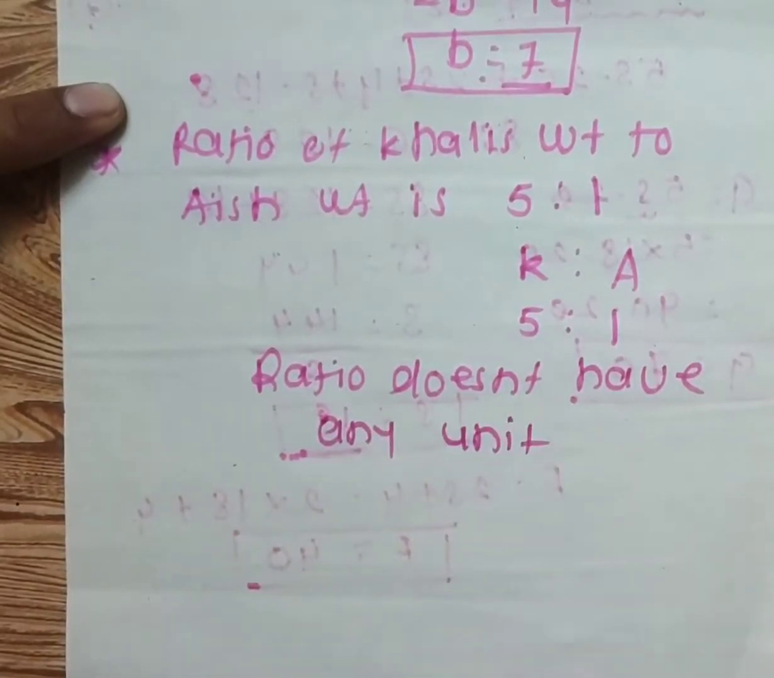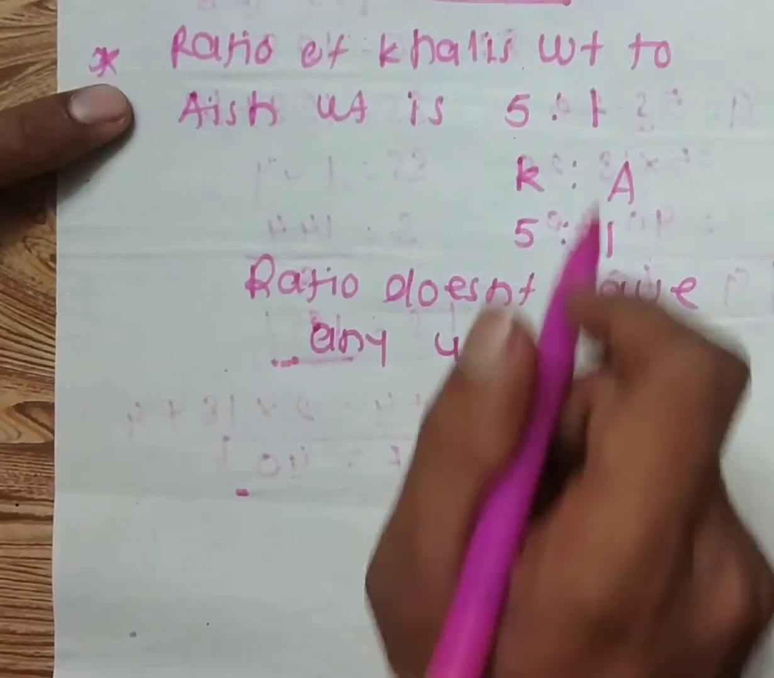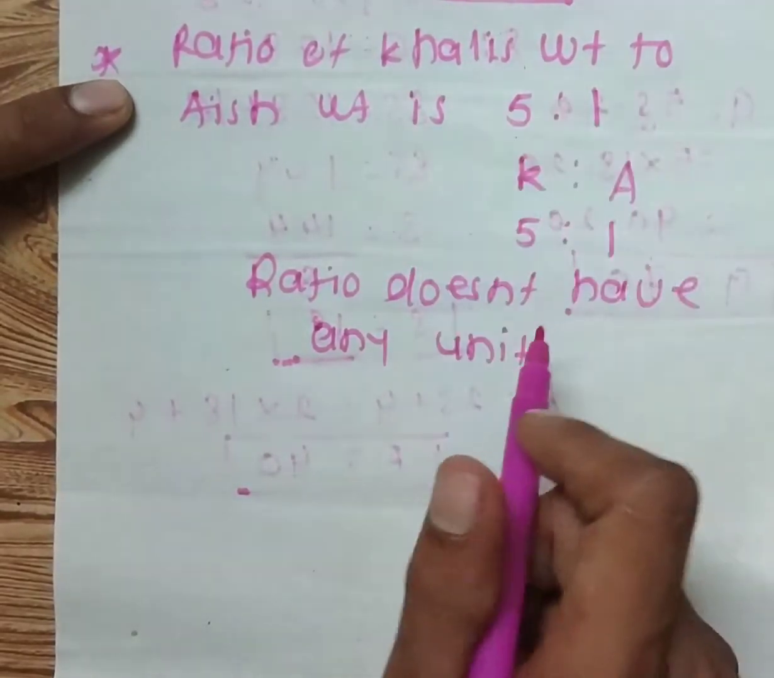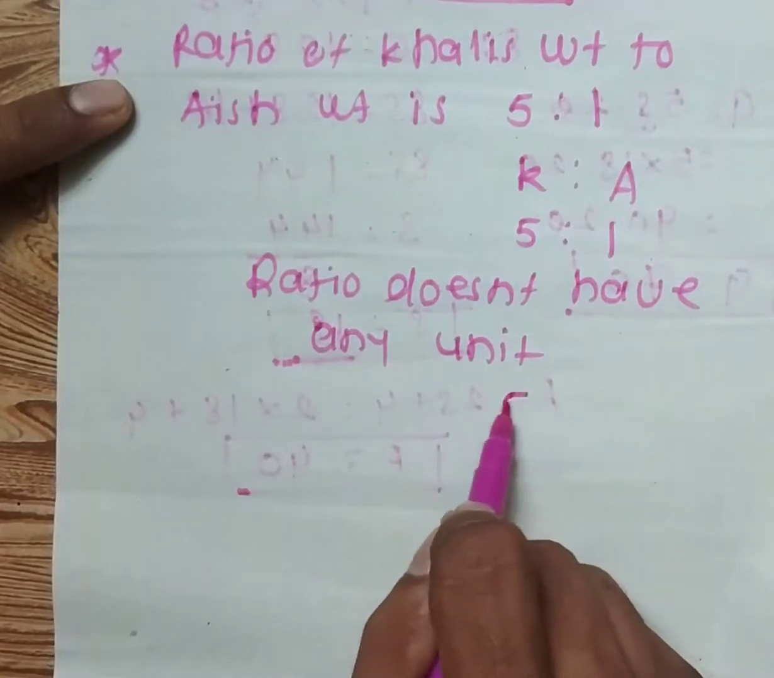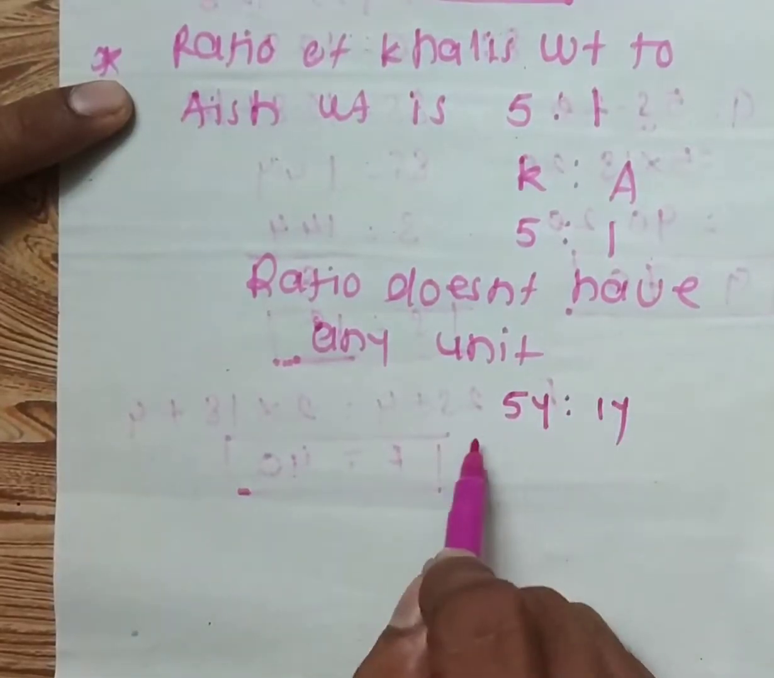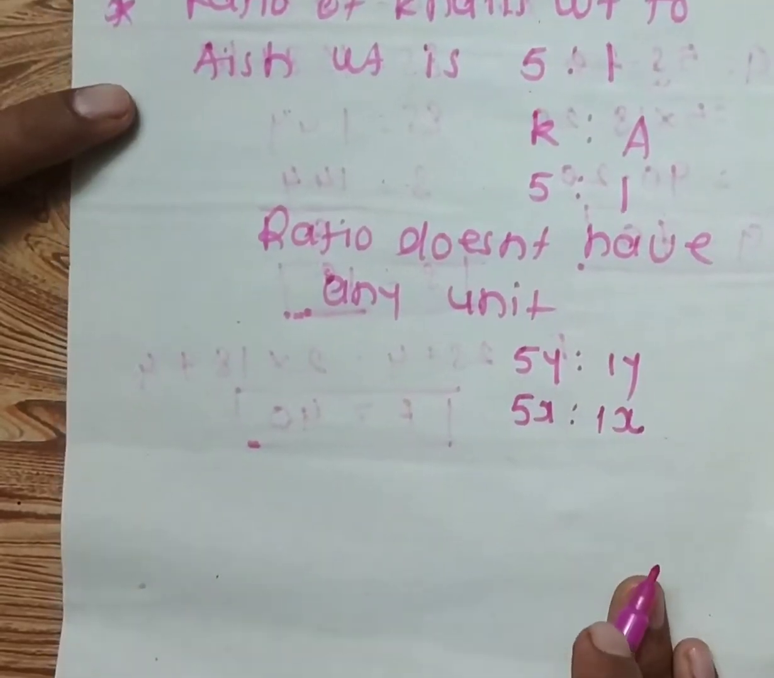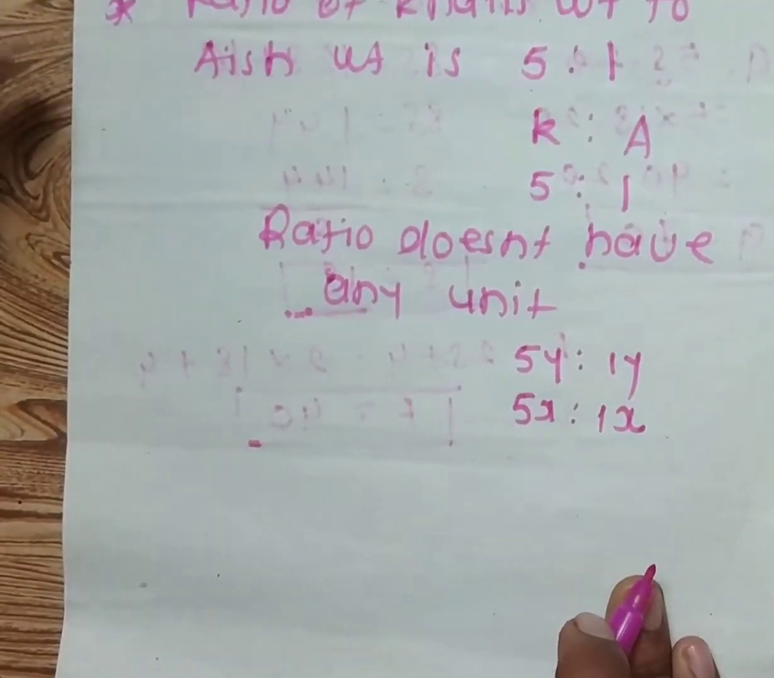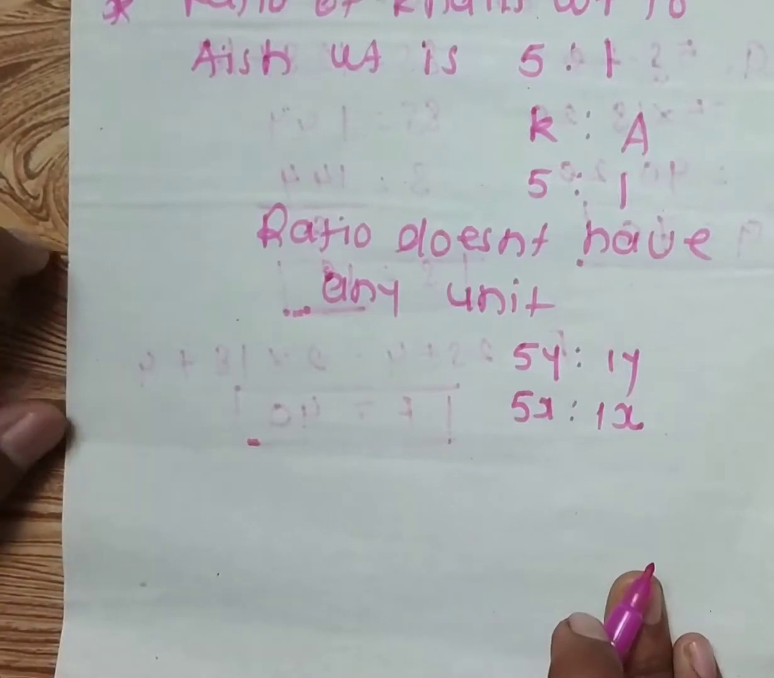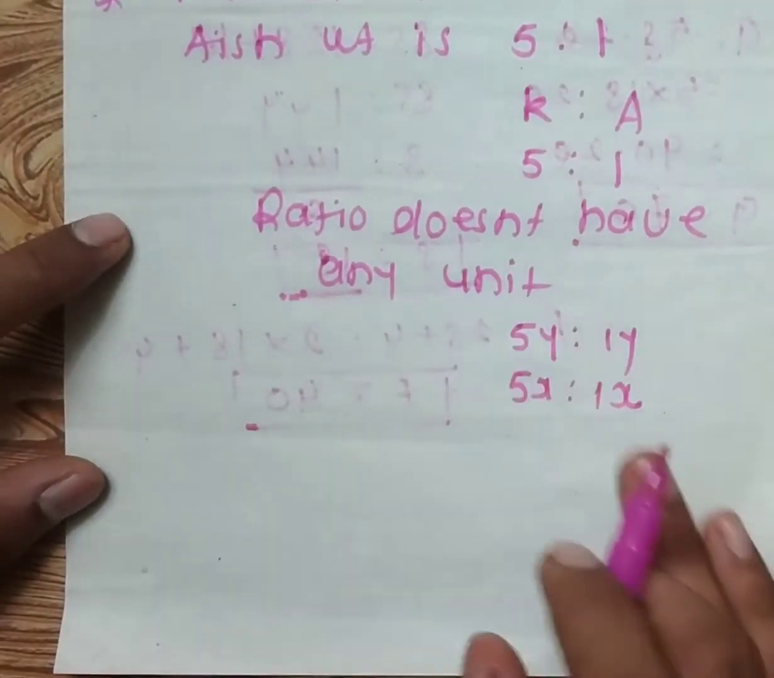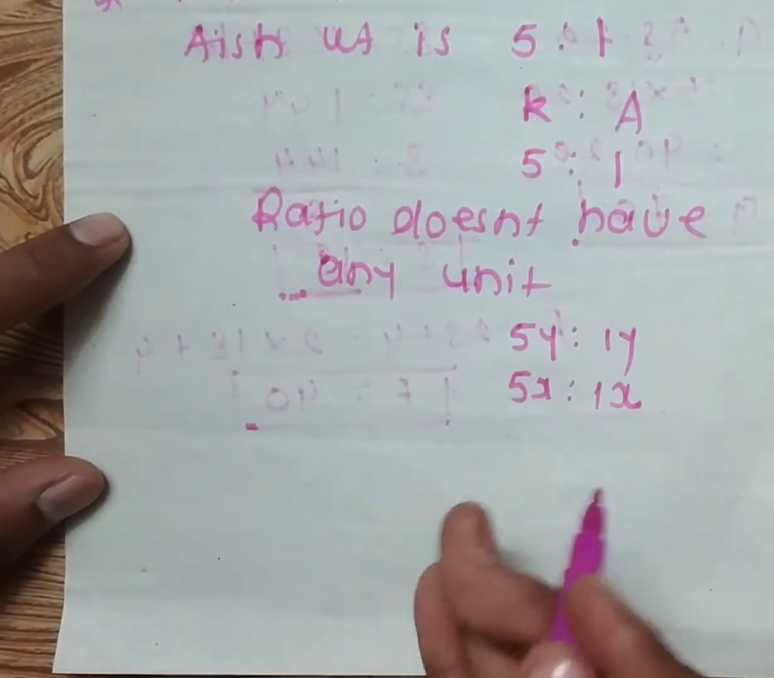Means what? I can put whatever I want here. The ratio of Khalid to Aishwarya's weight is 5:1. I can say it as 5y to 1y. I can also write it as 5x to 1x, because a ratio doesn't have any unit. So I can put any unit, but we just have to put the similar unit for both of these two names. Okay, 5x to 1x.